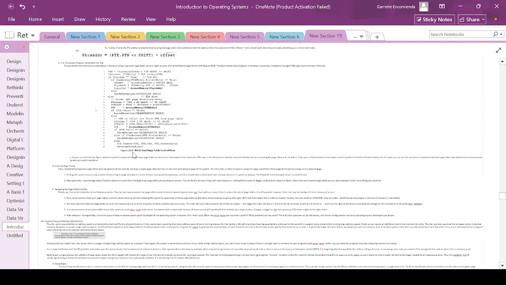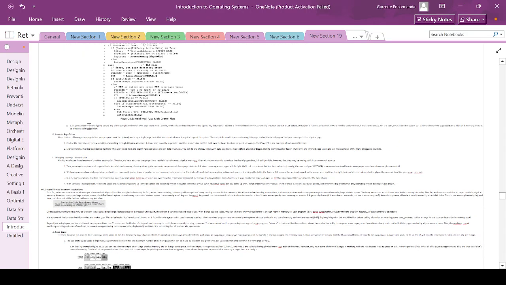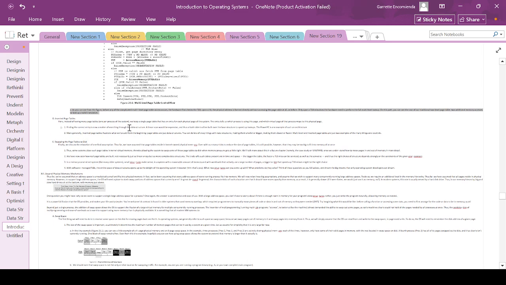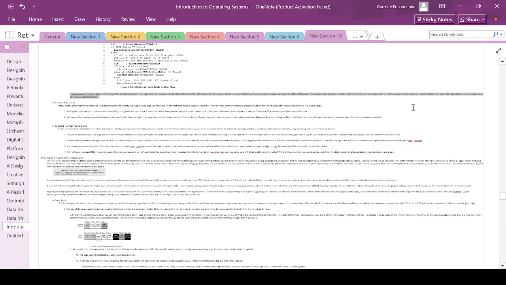As you can see, we insert the VPN, PTE.PFN, and PTE.protection bits in the TLB before we retry the instruction. As you can see from the figure, before any of the complicated multi-level page table access occurs, the hardware first checks the TLB. Upon a hit, the physical address is formed directly without accessing the page table at all. As before, only upon a TLB miss does the hardware need to perform the full multi-level lookup. On this path, you can see the cost of our traditional two-level page table: two additional memory accesses to look up a valid translation.